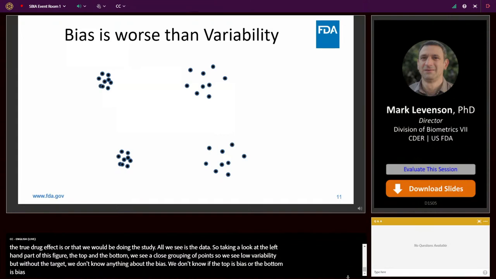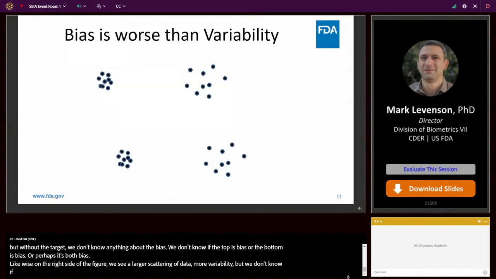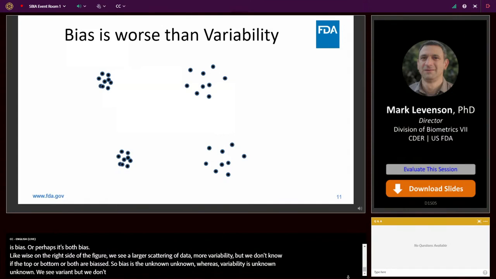Likewise, on the right-hand side of this figure, we see a larger scattering of data, more variability, but we don't know if the top or the bottom or both are biased. So bias is sort of our unknown unknown, whereas variability is sort of our known unknown. We see variability, we don't see bias, and that's why it's important to address bias the best you can at every stage, the design, the conduct, and the analysis.